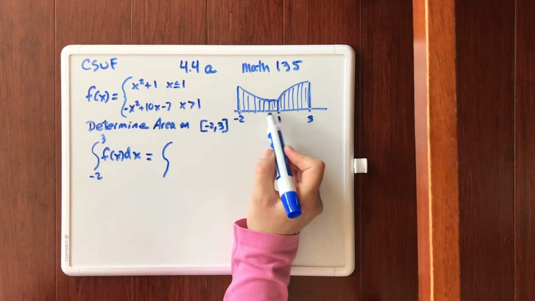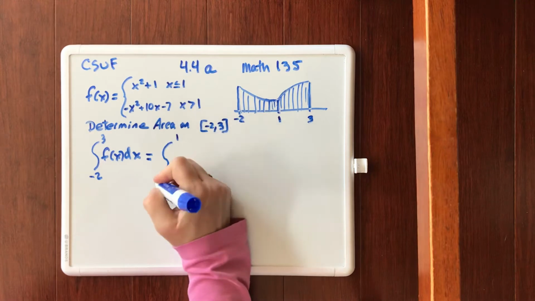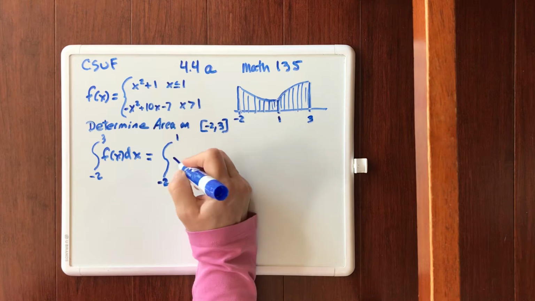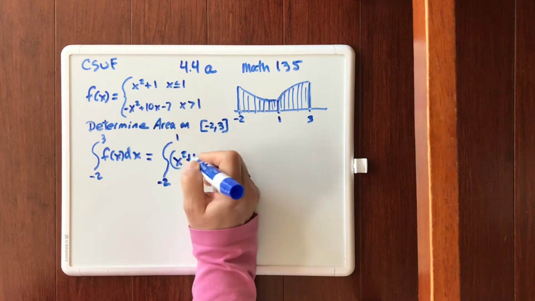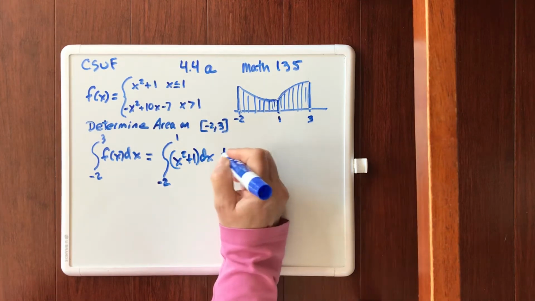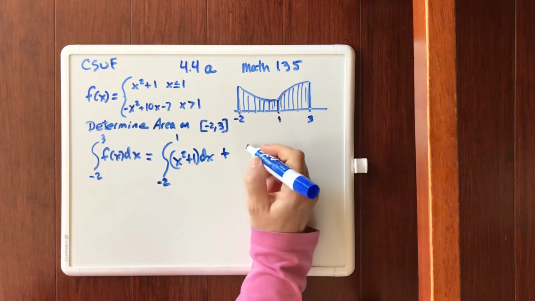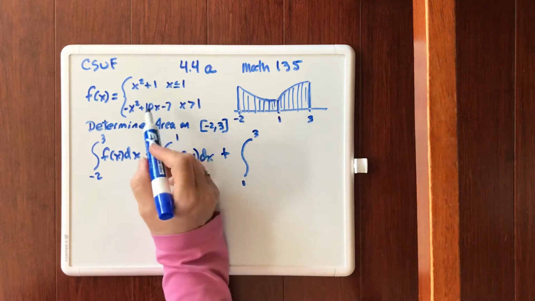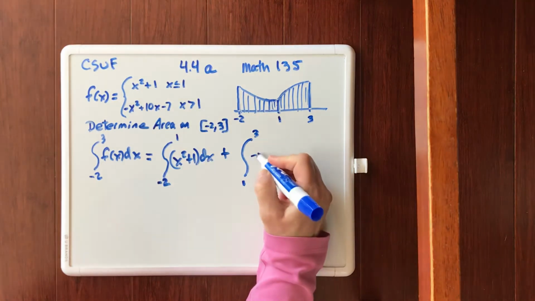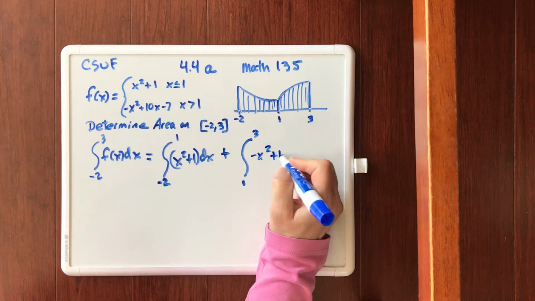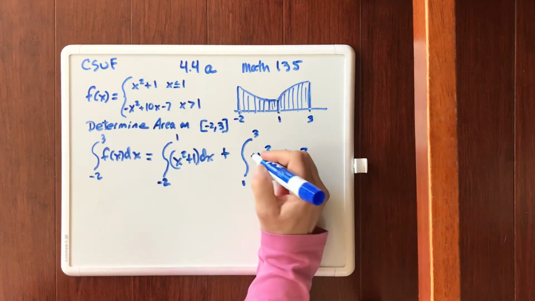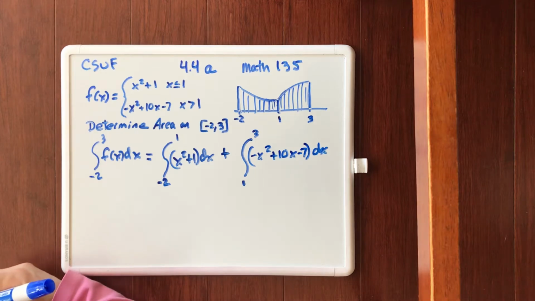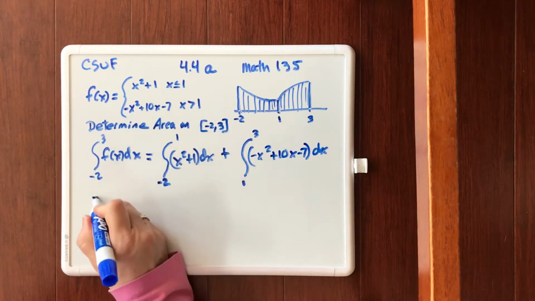So we're going to break it down from negative 2 to 1, and we use that function right here, x squared plus 1 dx. And we're going to add the second piece from 1 to 3, and so we use this equation right here, negative x squared plus 10x minus 7 dx. Okay, so let's go ahead and integrate this right here.